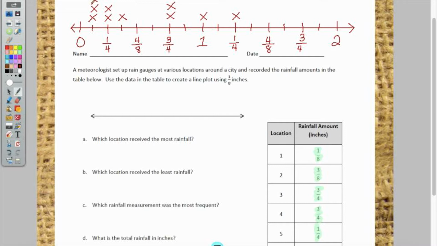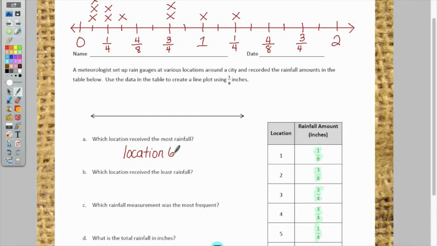Okay, so let's answer our questions. And D is the total, so we'll have to add them up. It says, which location received the most rainfall? You're going to have to look at your table to figure that out. It's going to be location 1, 2, 3, 4, 5, 6, 7, 8, 9, or 10. I'm going to pull a stick, Emily. 6. Okay, so let's write location 6. We should answer in a complete sentence, shouldn't we? Location 6 received the most rainfall.